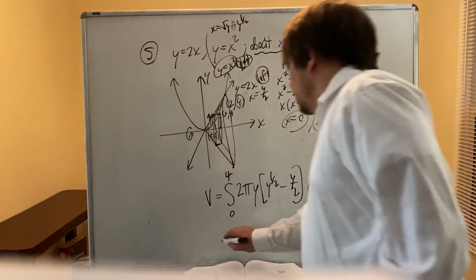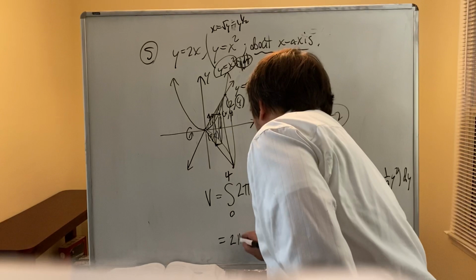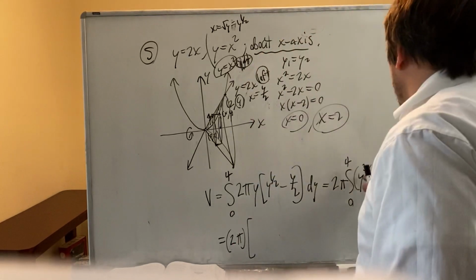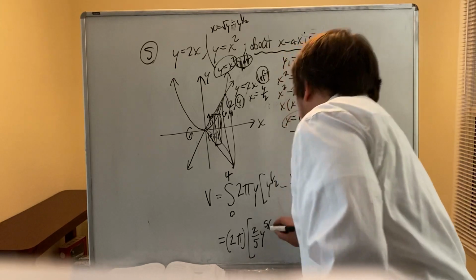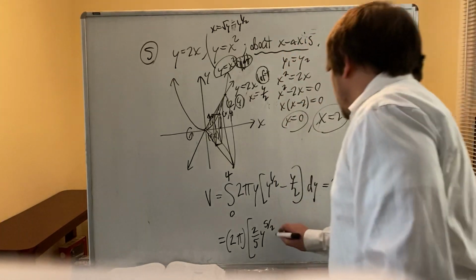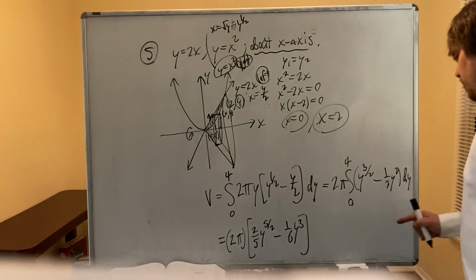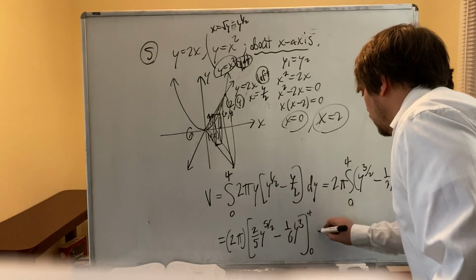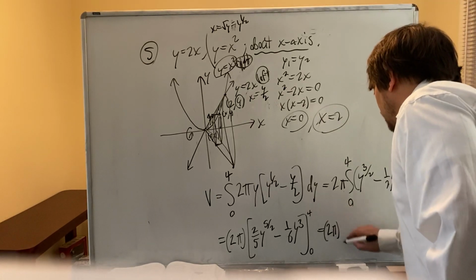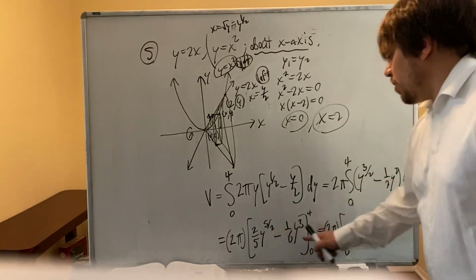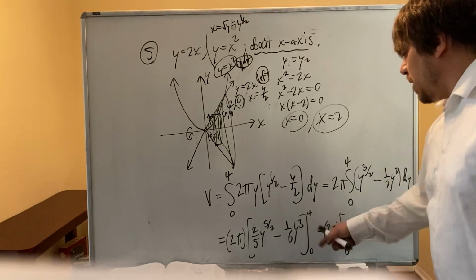Right? So now this is equal to 2 pi times the antiderivative of that, which is 2/5 y to the 5/2 minus 1/6 y cubed, evaluated from 0 to 4. And so that's equal to 2 pi times, if you plug in 4, you get something. If you plug in 0, you get nothing. So it's plugging in 4 minus 0.